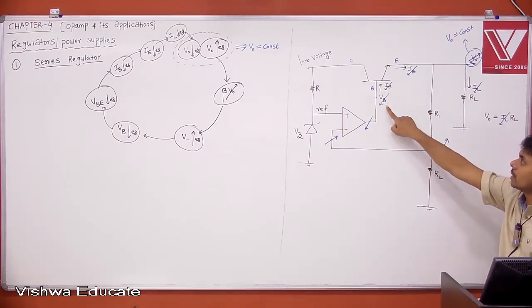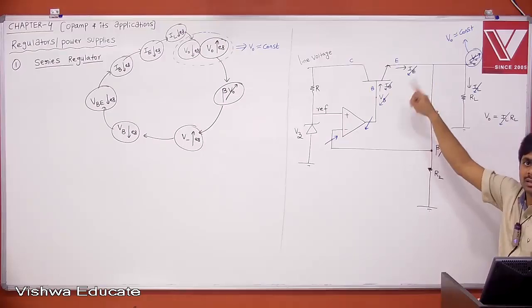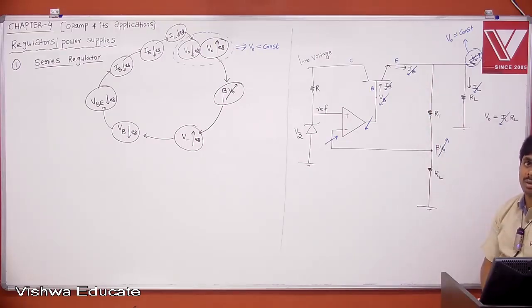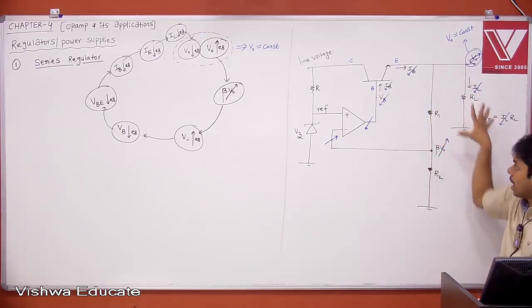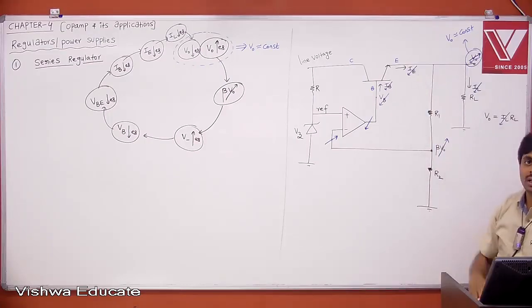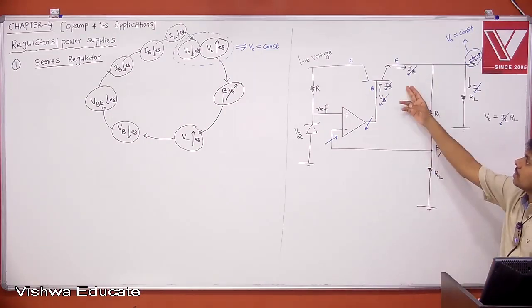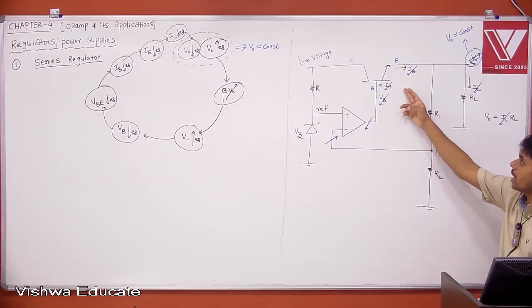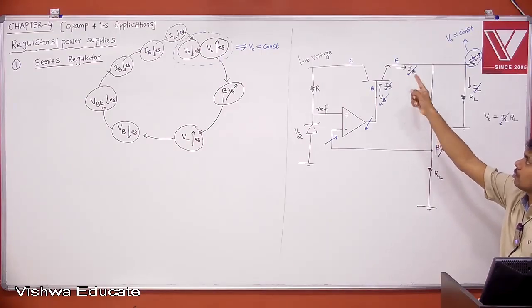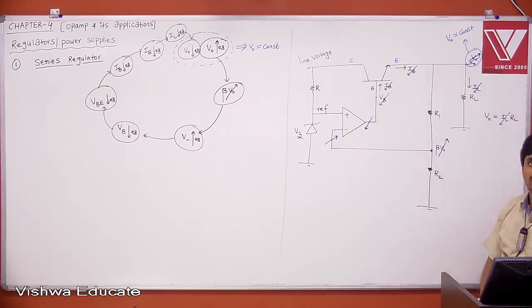Then only your VB will control IB, IB will control IE. Else there is no relation between IB to IE. Remember, that is what is called biasing. We need to bias the circuit such that your transistor will be in active region. That is compulsory. Therefore, if BJT is in active region, the VCE, collector to emitter voltage, definitely should be greater than 0.2.